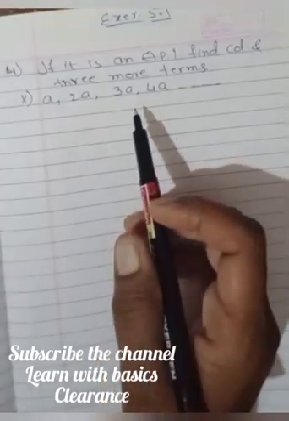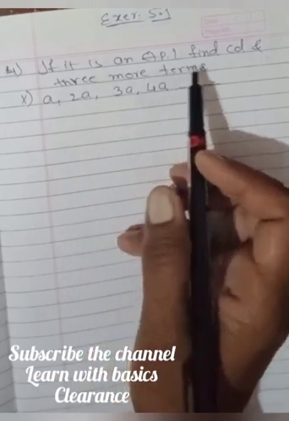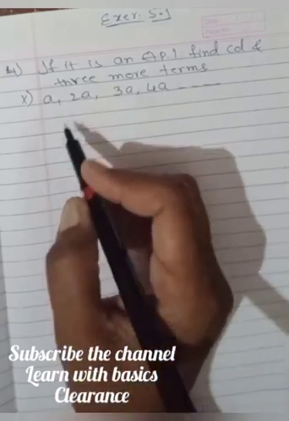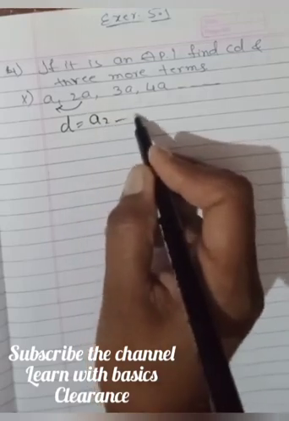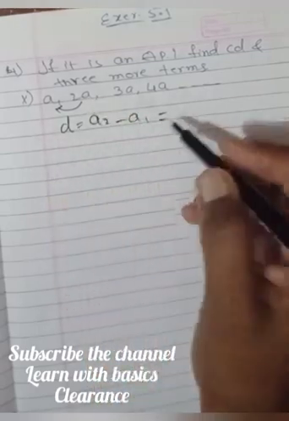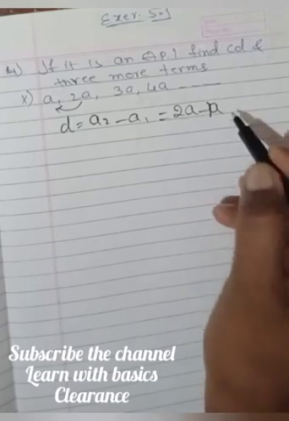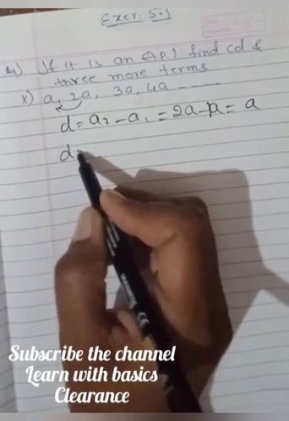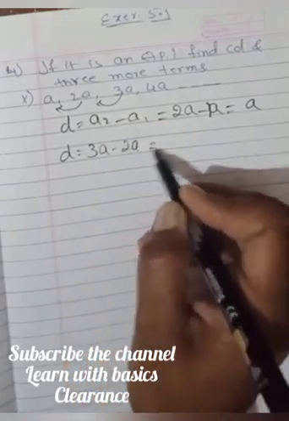This is one more interesting and very simple concept. If it is an AP, then find the common difference and the three more terms. As usual, you are going to find the difference between the consecutive terms, that is a2 minus a1, the second term and the first term, that is 2a minus a. Very simple. 2a minus a means 1a, that is equal to a.